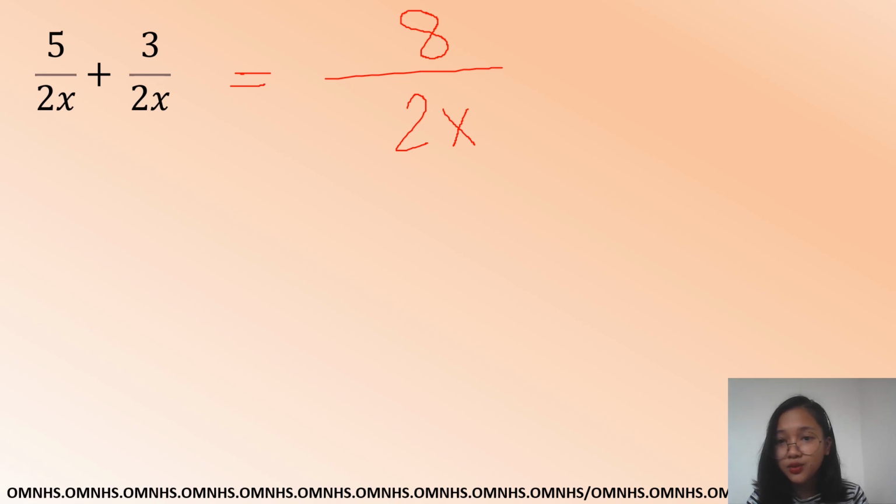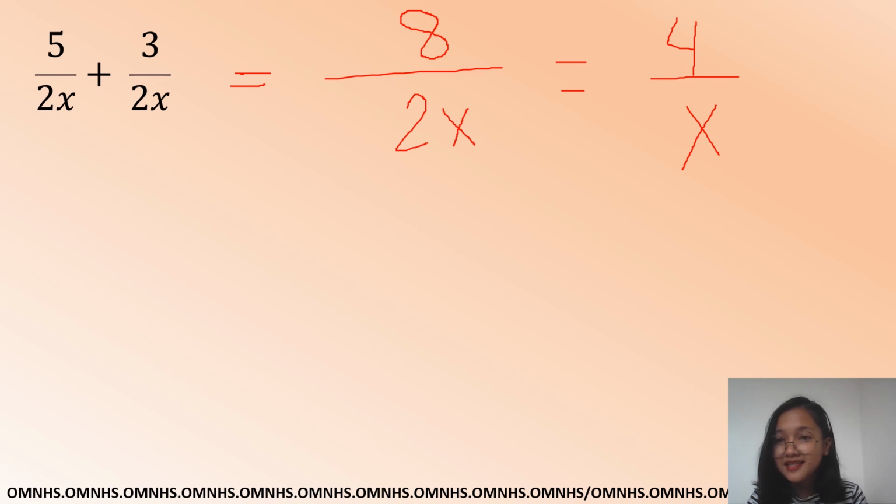So 8 over 2x can still be simplified. They are both divisible by 2. So 8 divided by 2 is 4, and then 2x divided by 2 is x. So our final answer is 4 over x.